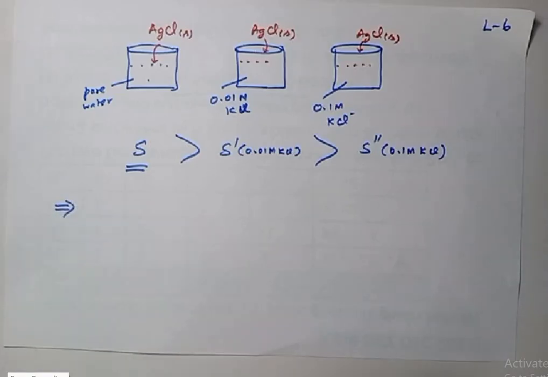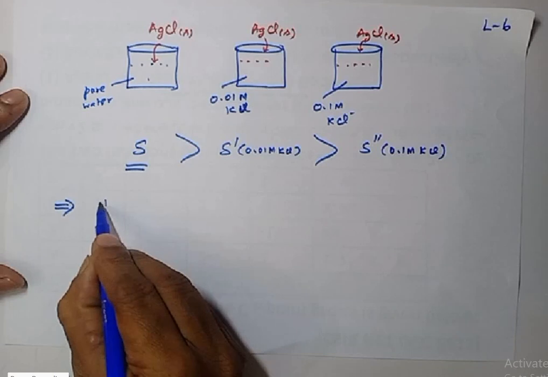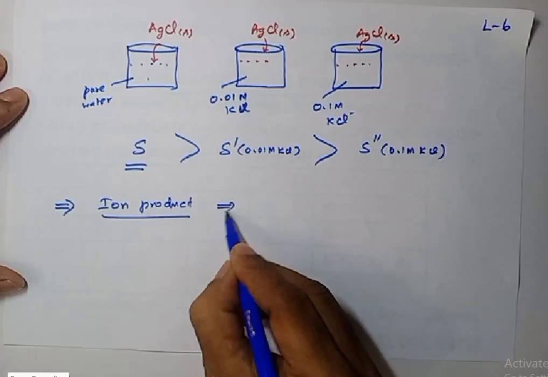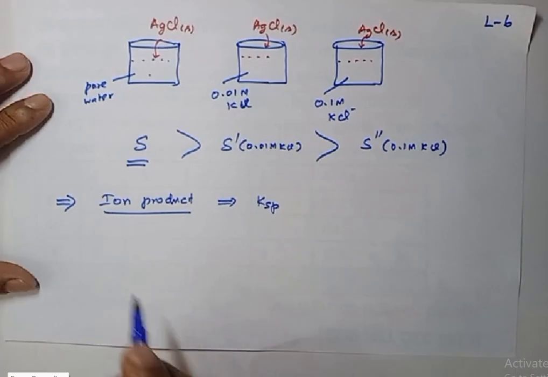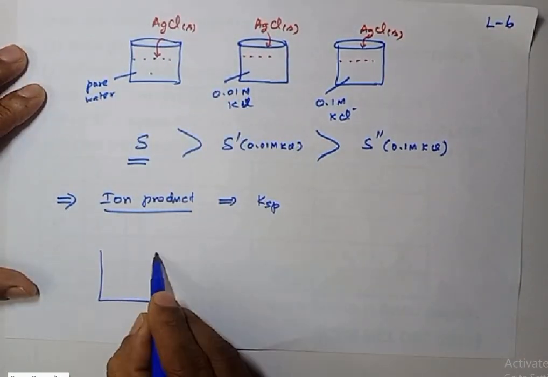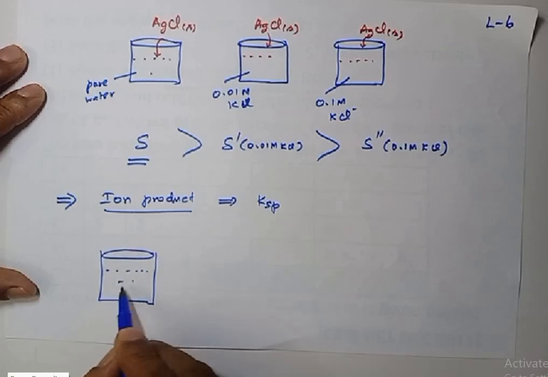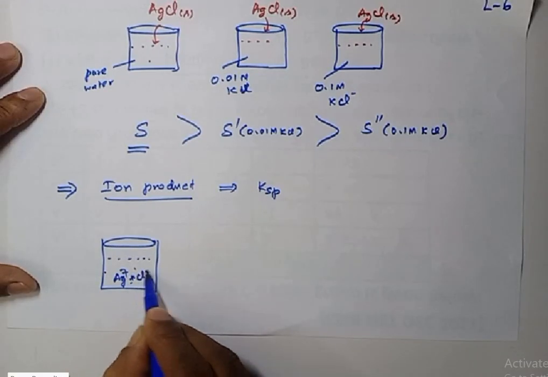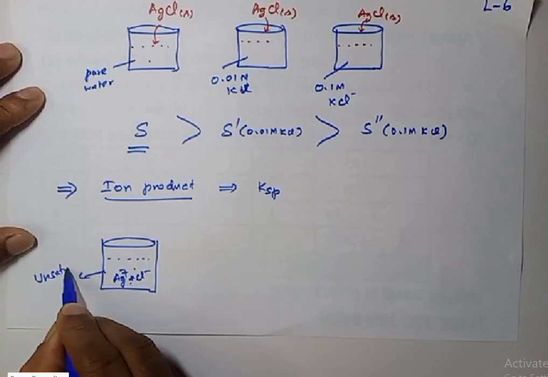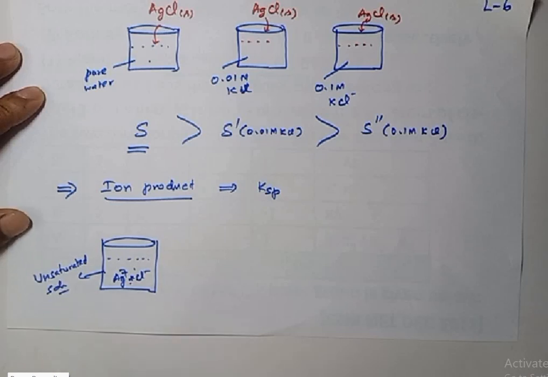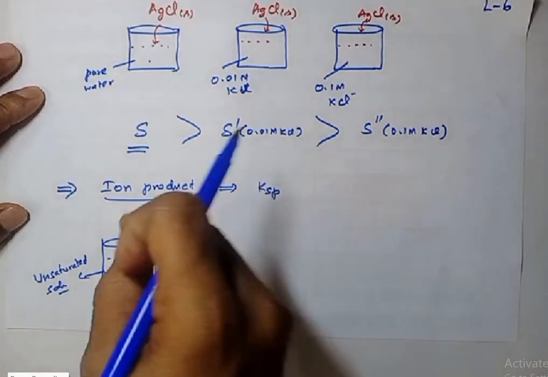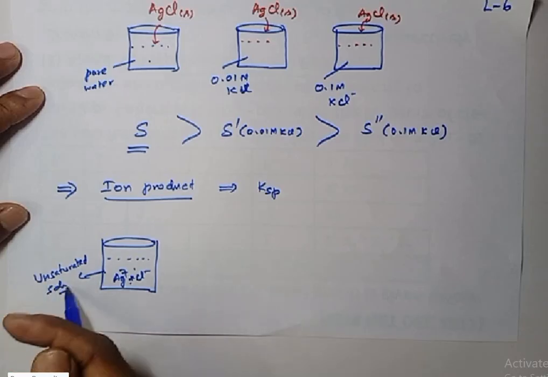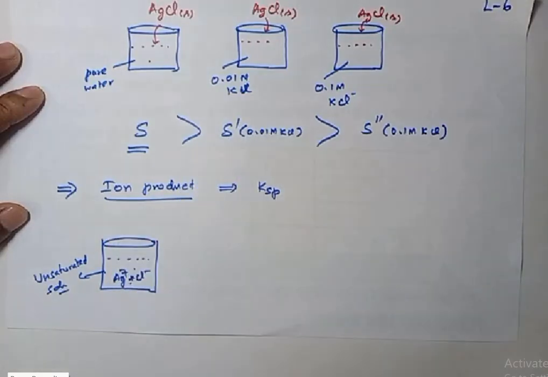Now, what is meant by the ion product, and how is it related to solubility product? Suppose I take the same silver chloride, a nice example. Suppose the solution containing silver ion plus chloride ion is an unsaturated solution, which means you can dissolve even some more amount of silver chloride. That's the meaning of unsaturated.